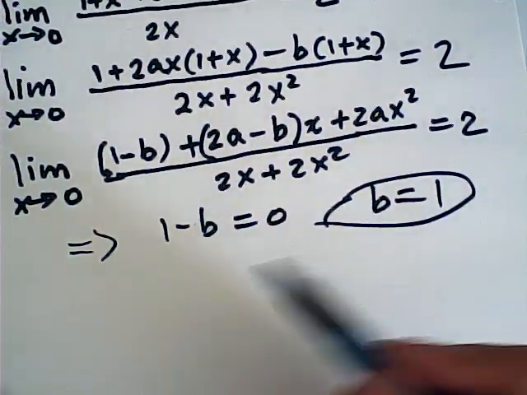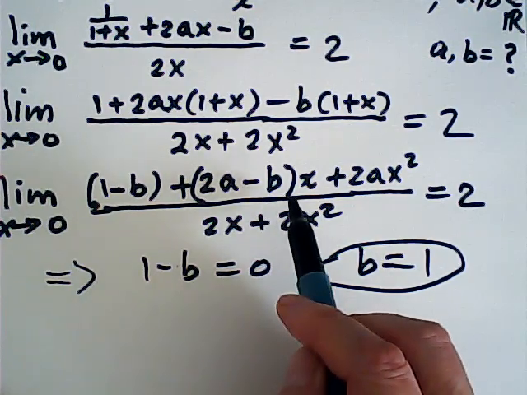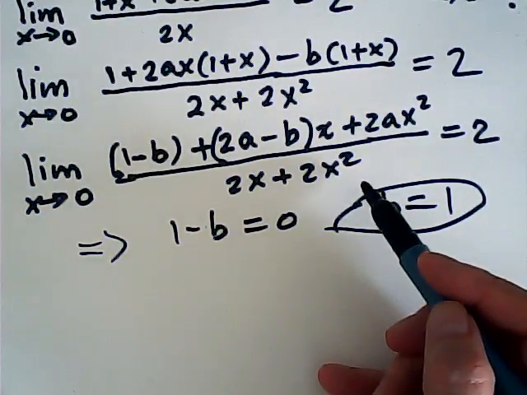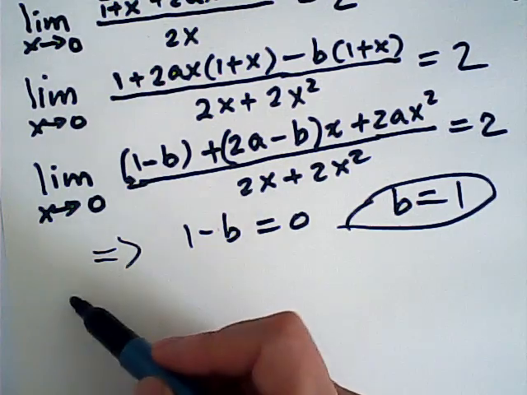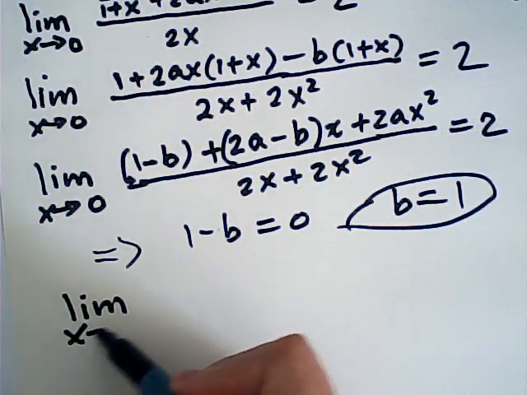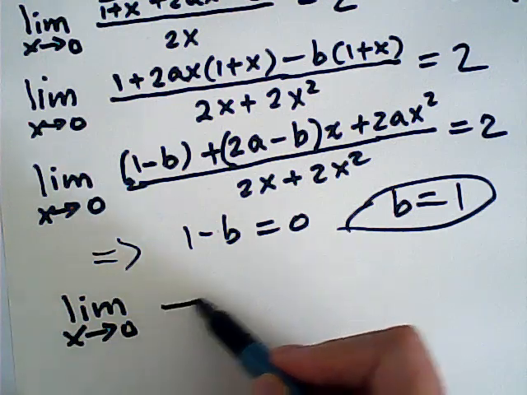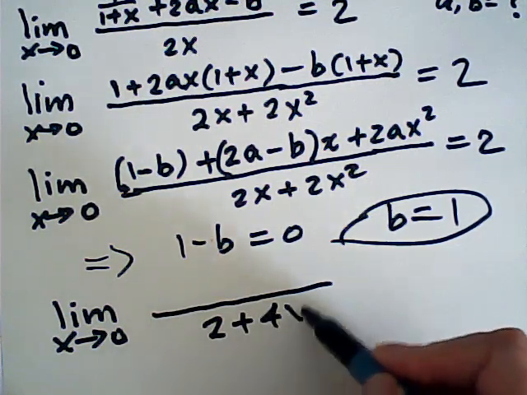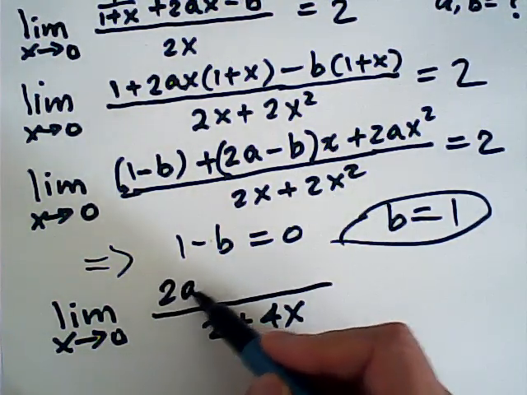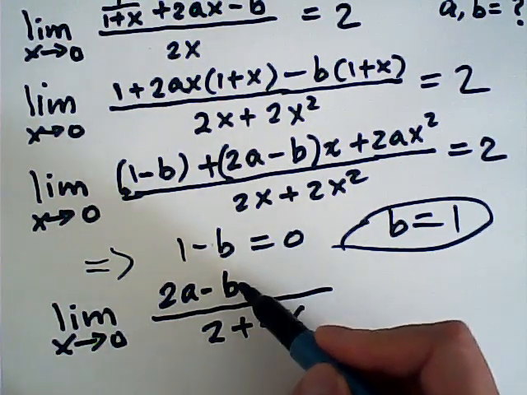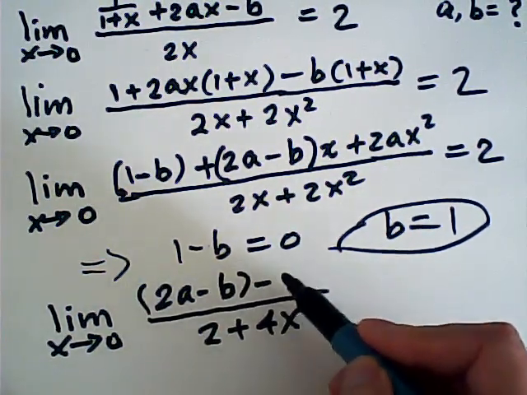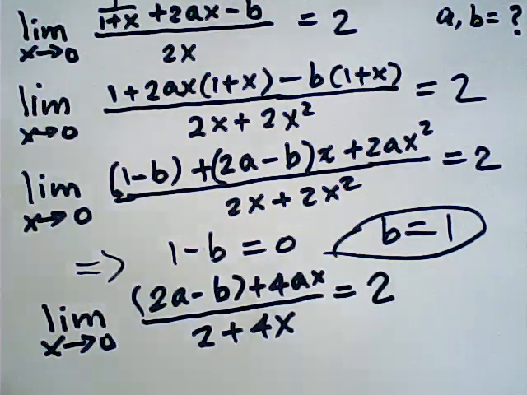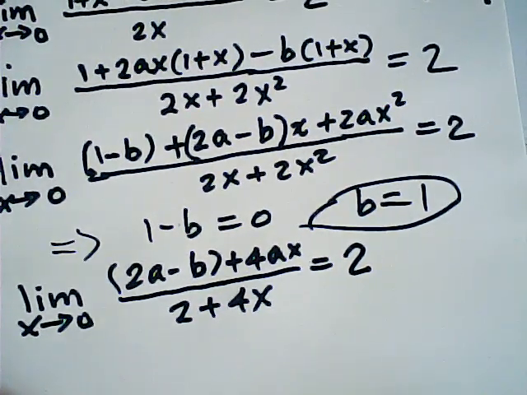Okay. If b is 1, then this will go to 0, this will go to 0, so 0 over 0. Therefore, L'Hopital's rule works again. So this means the limit as x goes to 0, we can use L'Hopital's rule. This is 2 plus 4x, there's 2a minus b, plus 4ax is equal to 2. Okay, good.